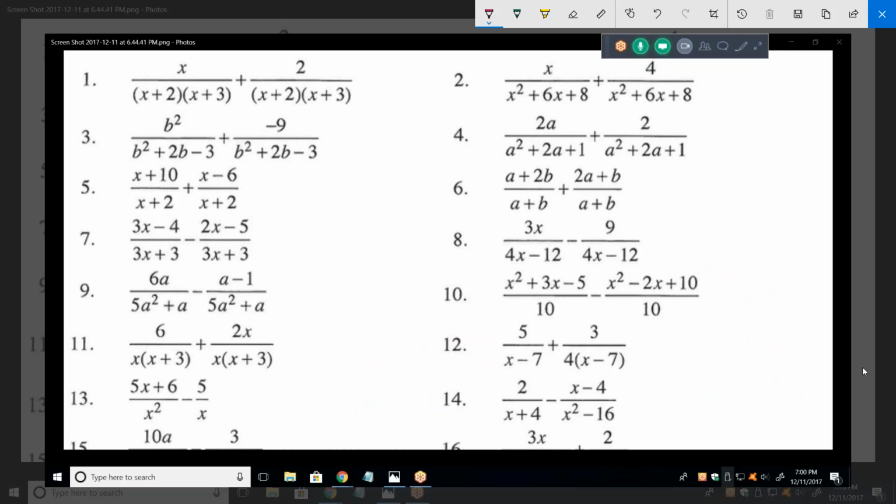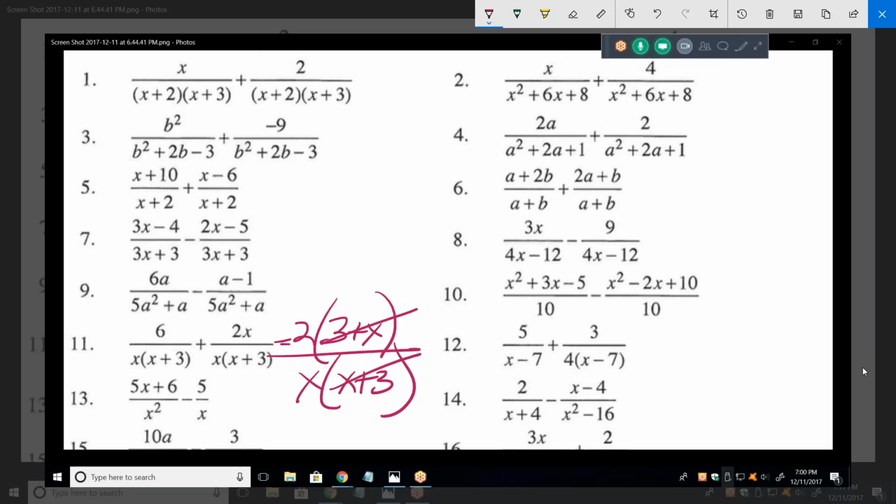Number 11. Let's just go ahead and operate on the numerator. So it's 6 plus 2x. Now factor that. So it's 2 times 3 plus x over x times x plus 3. Now what can I do with that? You can cancel. Yes, 3 plus x is exactly the same as x plus 3. And it's just 2 over x.